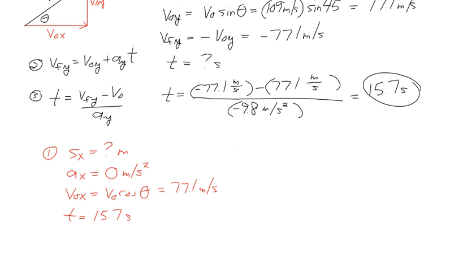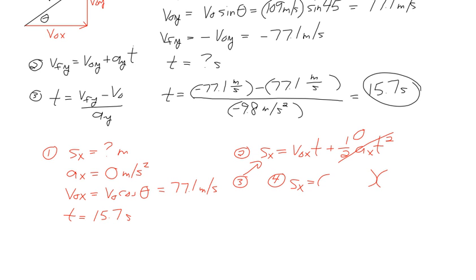Step number 2 is to pick the correct equation. The only thing I didn't write down was VFX. So I'm going to use SX equals VOXT plus 1/2 AX T squared. Step 3, there is no step 3 because we're solving for SX and it's already solved for SX, but I can't eliminate the fraction term. And then, so there is no algebra. So step 4, SX equals VOXT. I'm going to put in 77.1 meters per second and 15.7 seconds.